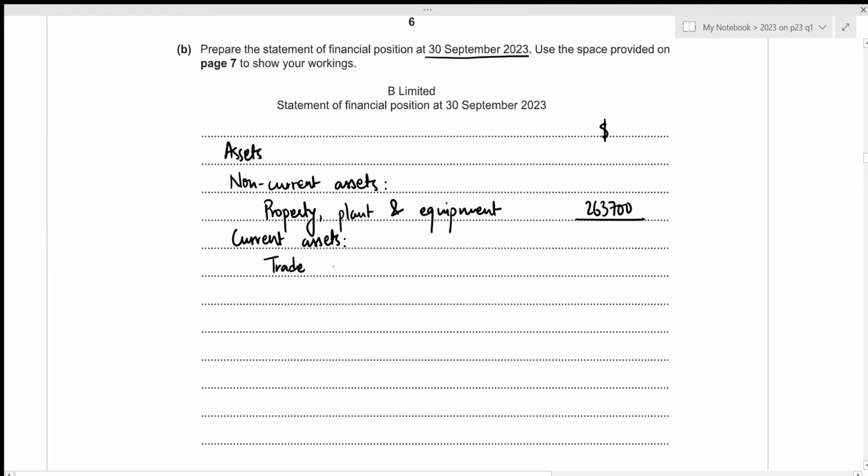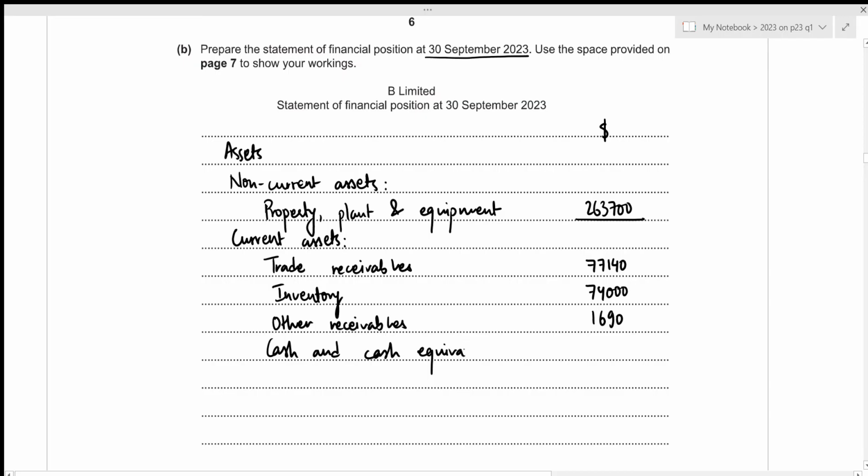So we start with trade receivables. This had the value of 77,140. Then we had our inventory of 74,000. We had other receivables of 1,690, and we were given the cash and cash equivalents, which was 4,680. Now we can figure out the total for our current assets by adding these 4 values. So that will be 77,140 plus 74,000 plus 1,690 plus 4,680, which results in 157,510.